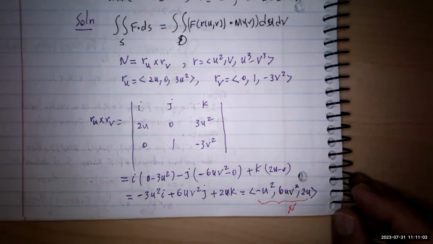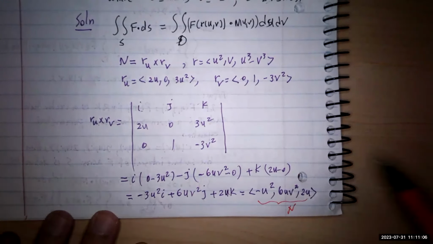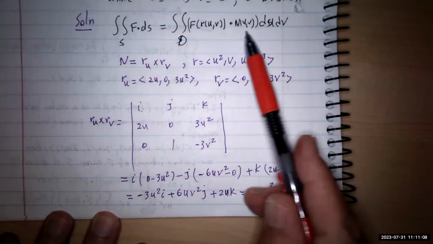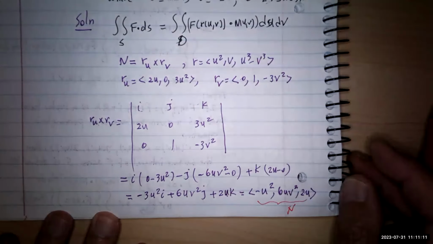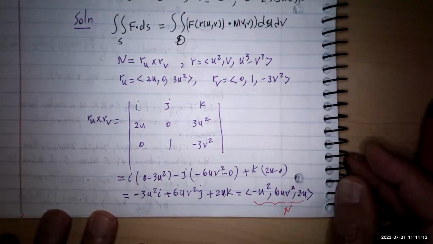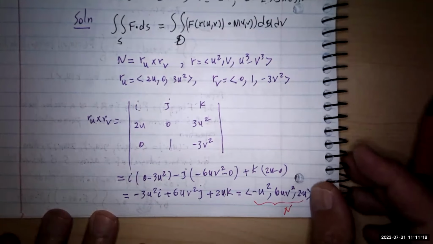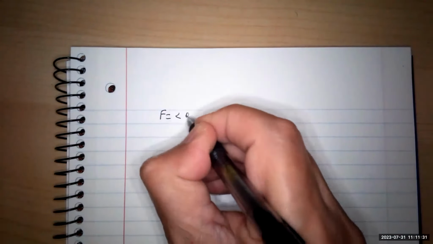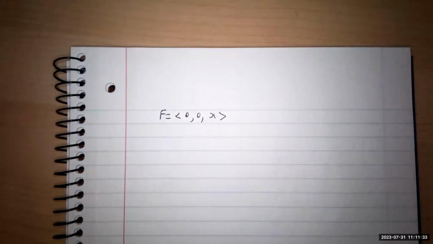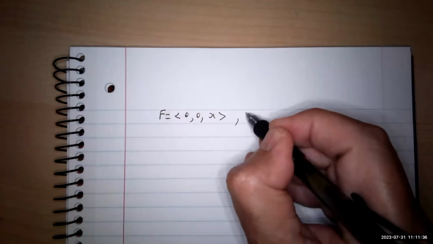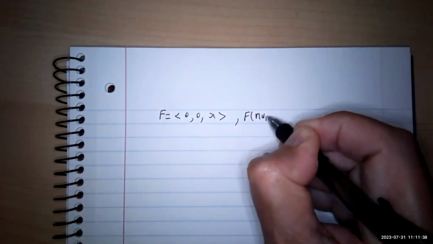Any question? So what we need to find is F of r(u,v), then take the dot product with n. These numbers are done. So I'm going to get F of r(u,v), then the dot product, and eventually we integrate it. So remember the field is 0, 0, x. That's the field, so evaluate it at r of u, v.